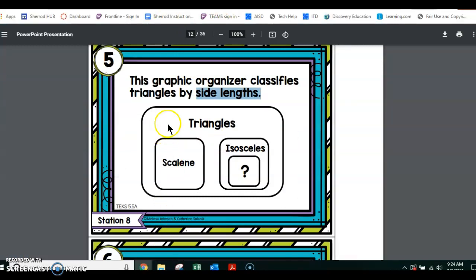Let me look at this now. What I see is that within this big rectangle here, all of these are triangles, because that's what this one's labeled for this graphic organizer. Inside of the triangles, you have different types of triangles. You have the scalene, and you have the isosceles. Now this question mark shows that there's another type of triangle that would also be an isosceles triangle, because it's inside of that square. So we have to figure out what triangle is also isosceles.